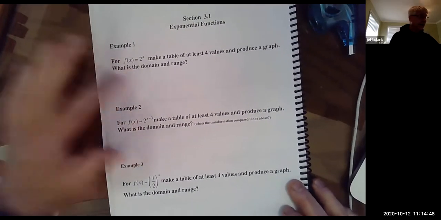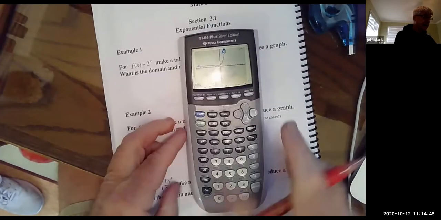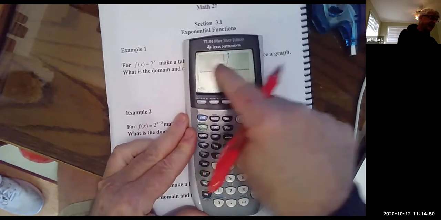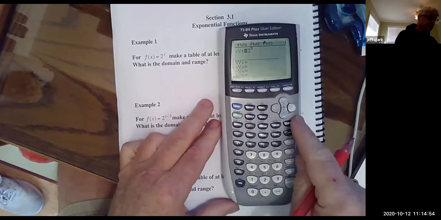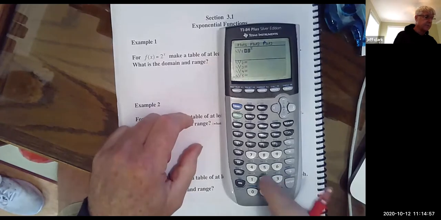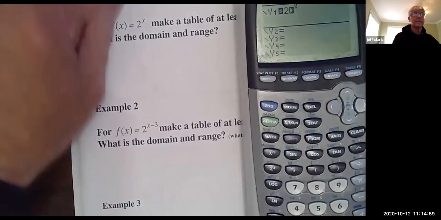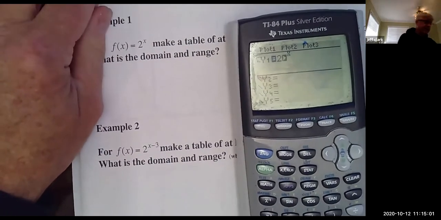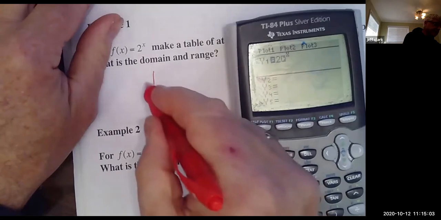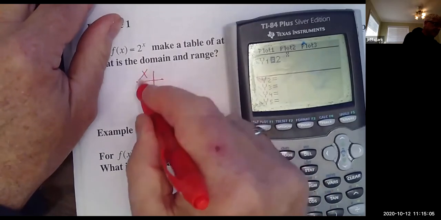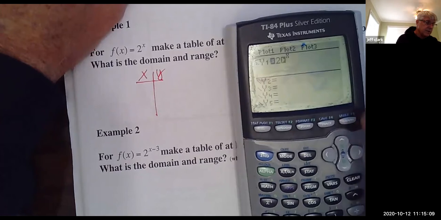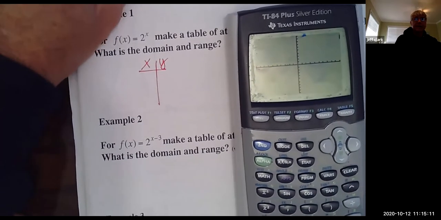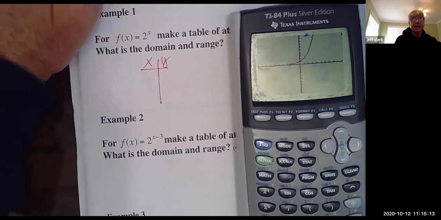Okay, make a table of values. This feels like, instead of base 3, it's a base 2. I can do the same thing, y equals, so instead of base 3, it's a base 2. And if I make a table of values like this, let's say we do 4. Graph it first. Kind of looks like the last one.